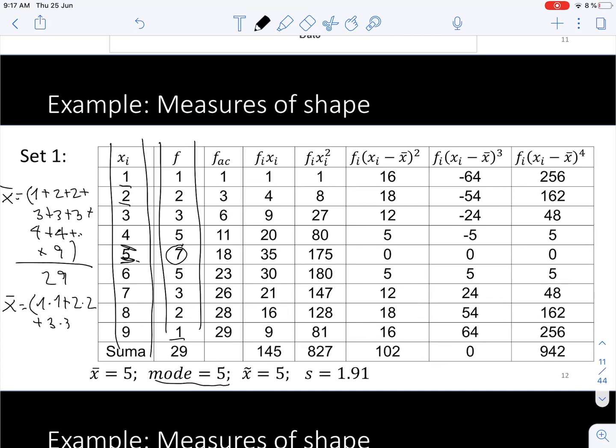I'm just multiplying x times the frequency, plus 4 times 5. And we keep going up to the last one, plus 9 times 1, divided by the number of observations, that's 29. So if you do that, you will get the mean value, which in this case is equal to 5.